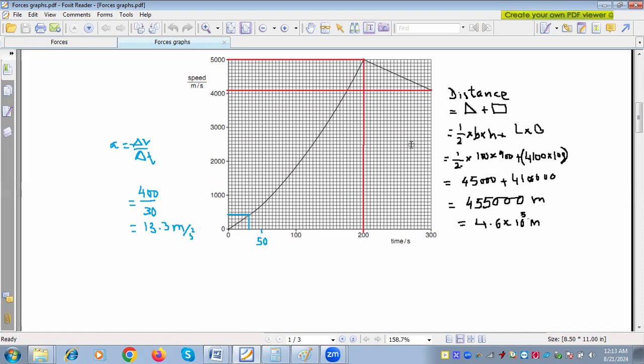Because we calculate the distance by calculating the area under the graph, we can make use of a trapezium also, or we can have triangle plus rectangle. Here I have done it using triangle and rectangle. For the rectangle, 4100 is the height and 100 is the width. So 4100 into 100. The total comes to 4.6 into 10 to the power 3 meters. This is our working. We can use the formula of the trapezium also, and we will get the same answer.